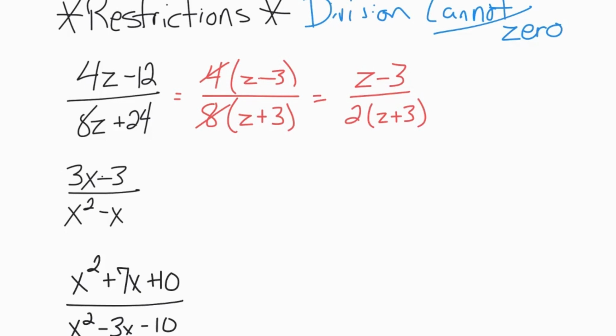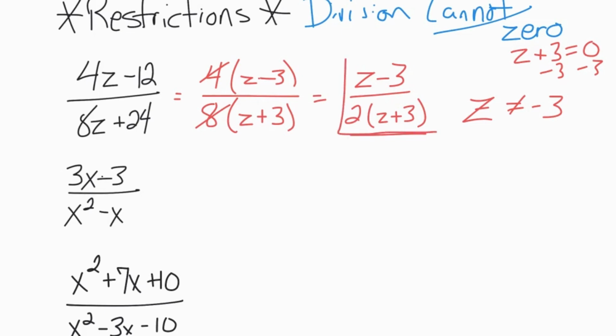So, restrictions. You have to go to the denominator, and find wherever the denominator will be equal to 0. So if I take the denominator, z plus 3, and set it equal to 0, subtracting 3, z cannot equal negative 3. That is my restriction, because if I put negative 3 in there, I'll have 0 in the denominator, and that's not good. So that is the simplified form with the restriction.